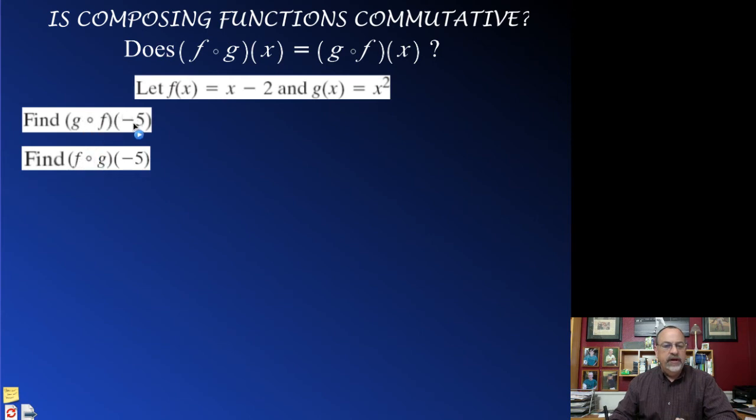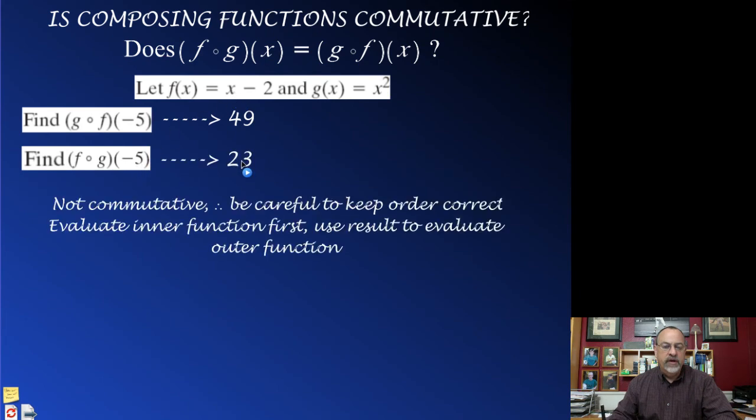Well, if we do g composed with f, I take negative 5, substitute it into the f function, so that's negative 5 minus 2, which is negative 7, and now I take that result and put it into the g function, so negative 7 squared is 49. Now let's say I reverse the order. Let's put negative 5 into the g function, so negative 5 squared is 25, and now take that y value 25, put it into the f function, 25 minus 2 is 23. So you'll notice that this is not commutative. I do not get the same answer when I switch the order.